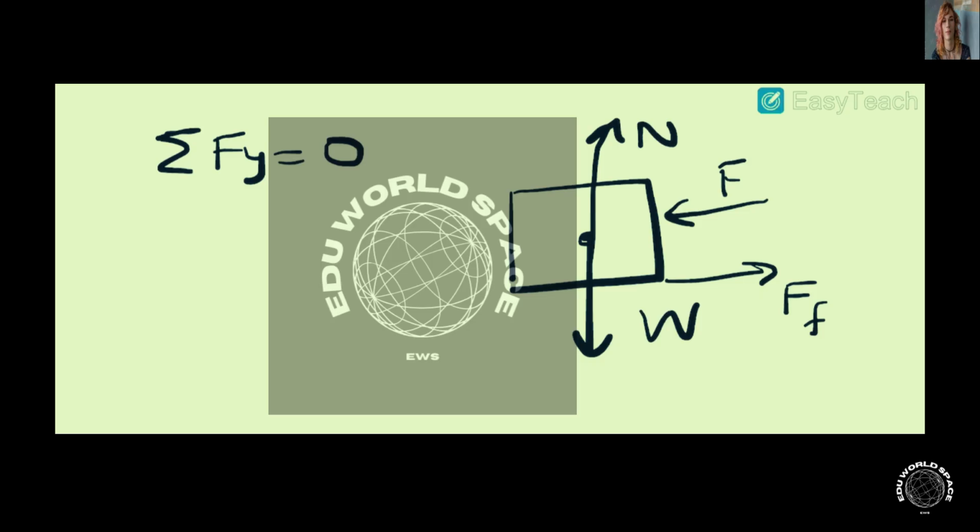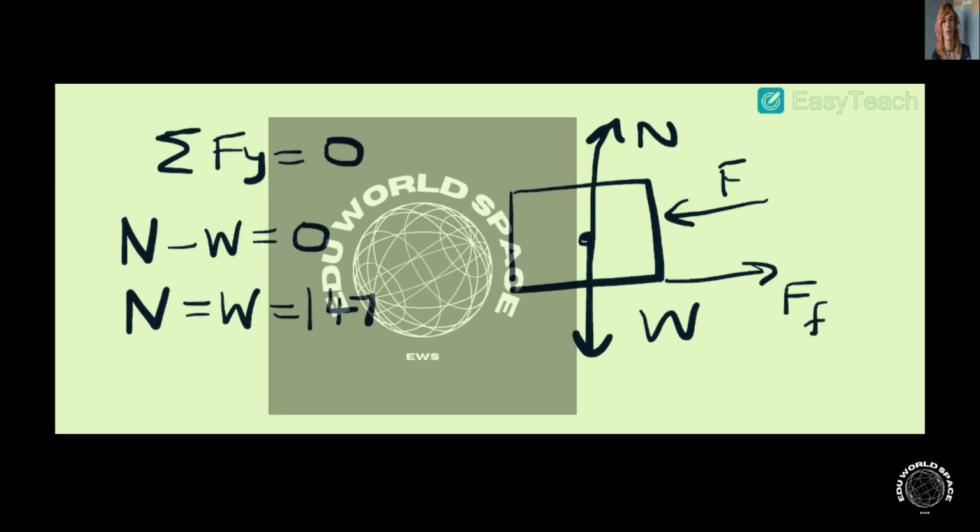Next, what we can do is look in the y direction, and we can see that the only two forces we have acting in the y direction are our normal force and the weight force. Therefore, we can say the normal force minus the weight force is equal to 0. Then we know that the normal force is equal to the weight, which is just the mass times gravity of the box. So this gives us a normal force that's equal to 1,472 newtons.